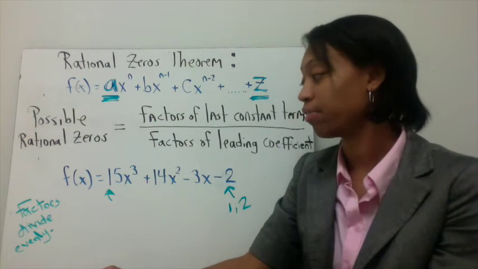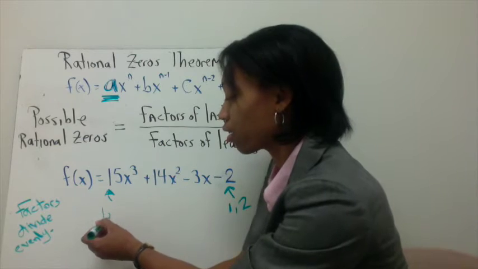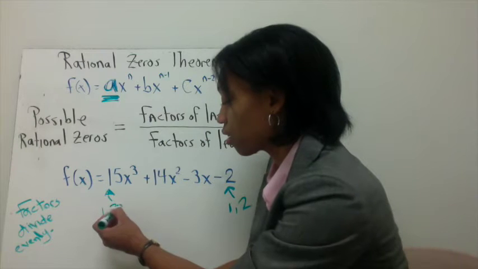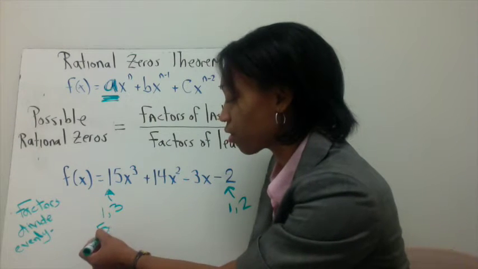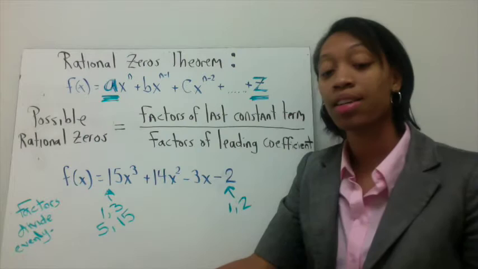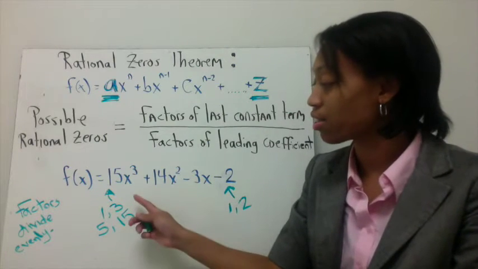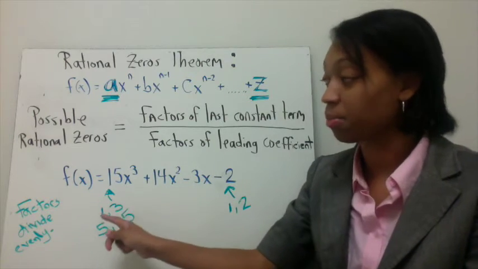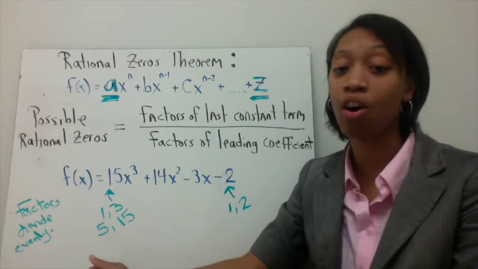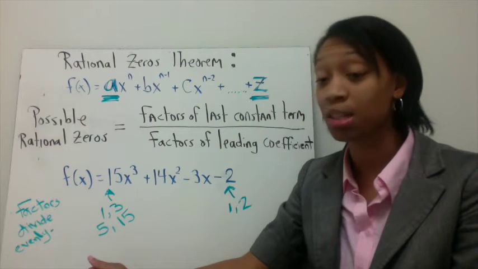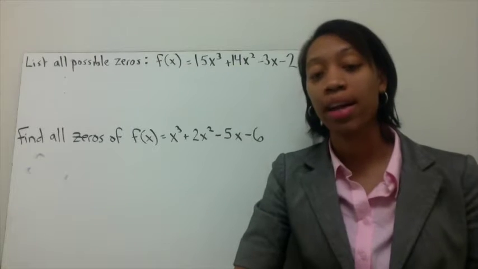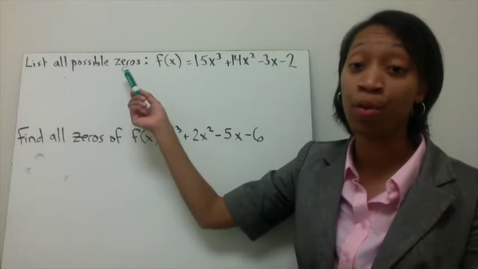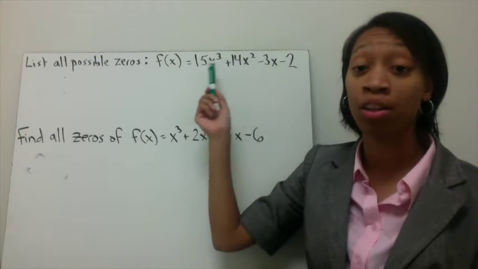So what numbers divide evenly into 15? 1 goes evenly in, 2 is not going to be a factor, 3 goes evenly, 5, and also 15. So all of the combinations of this number on top and this number on bottom, dividing these two, gives us all of the possible rational zeros. Okay, so let's actually go ahead and do that example. Let's list all the possible zeros of this polynomial.